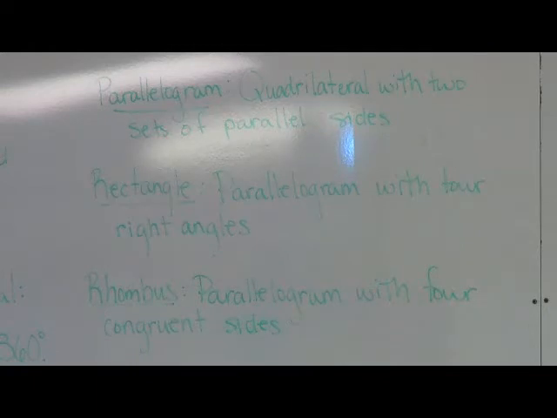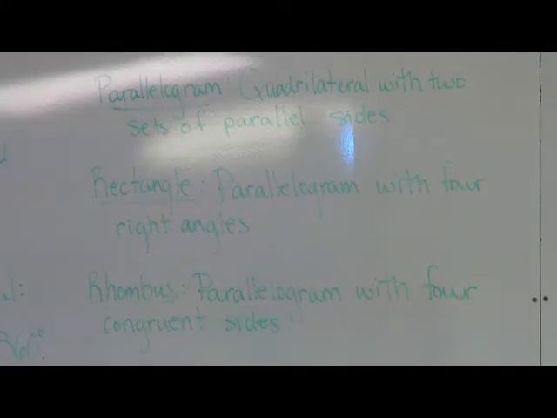In a rhombus, not sure if you guys have talked about a rhombus before or not. It kind of has a diamond shape, but it's a parallelogram, so it has 2 sets of parallel sides with 4 congruent sides. So we know that all 4 sides are the same. The angles are not necessarily the same, but the sides are all the same. And again, I will show you pictures of all of these figures, and how they all relate here in a couple of minutes.